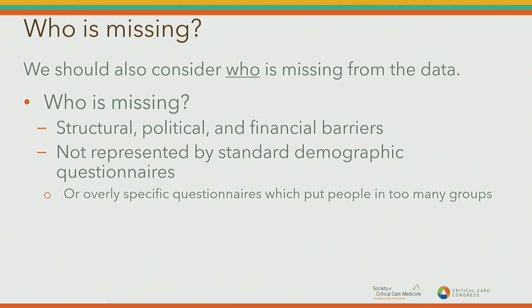We also know that people who are not represented by standard demographic questionnaires are missing from our data. And sometimes our questionnaires are so overly specific, because they're trying to capture everybody, that we have to remove groups because they're too small and we can't power on them. So we're either not asking or asking too many, and there really isn't a perfect answer, but we are missing them on both sides.